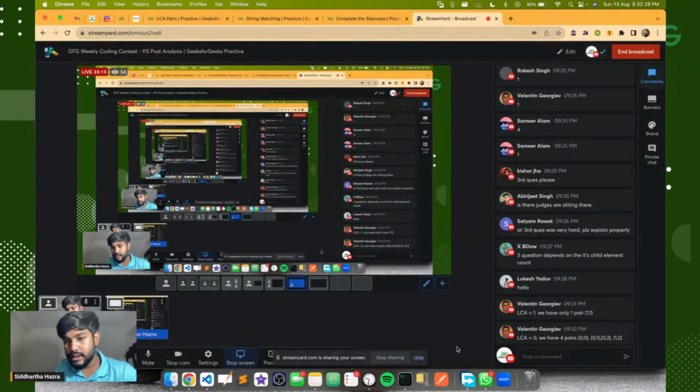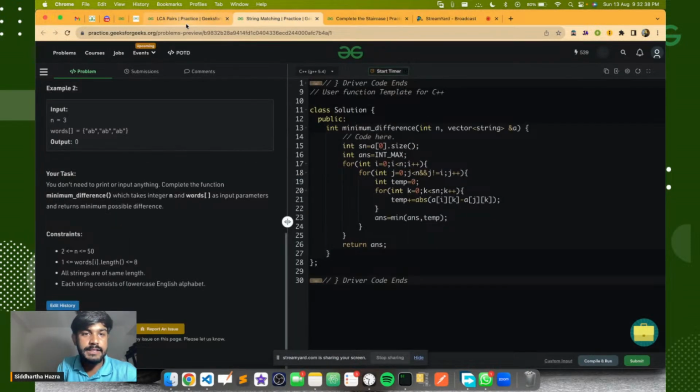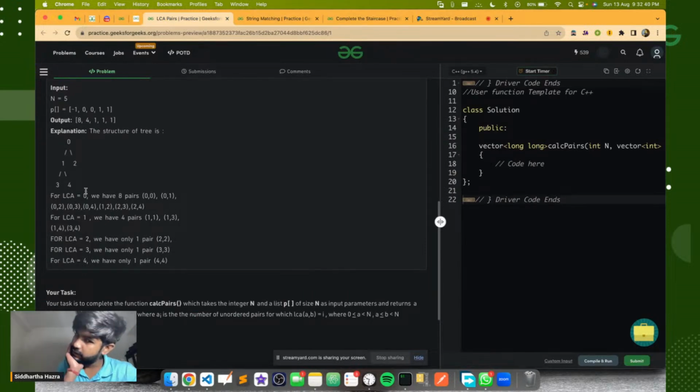So it depends on its child element? Yep. So we have 4 pairs, 0 0, 1 0, 1 1, 2. I'll say 0. Yep. That is why we are having this. So now you can see the test cases on your hand.